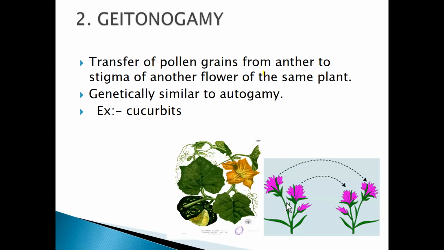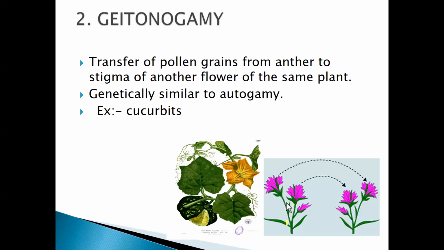Transfer of pollen grain from the anther to the stigma of another flower of the same plant. And it is genetically similar to the autogamy self-pollination process. Genetically similar means the transfer of the pollen grain from this flower to this flower, but within the same plant.